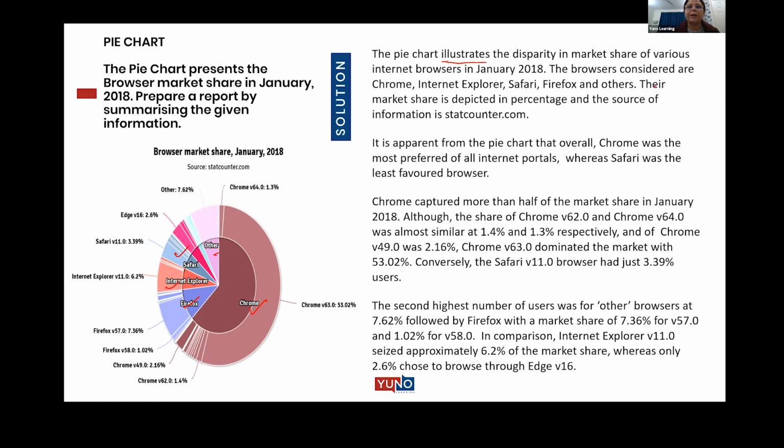And their market share is depicted in percentage. So we mentioned that. And the source, you see over here? And the source of information is statcounter.com. Only this much in the first paragraph, nothing else.